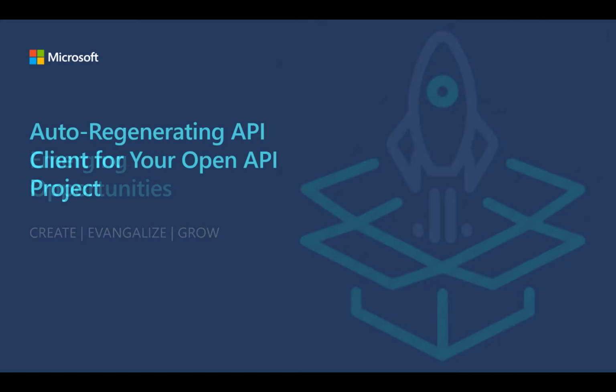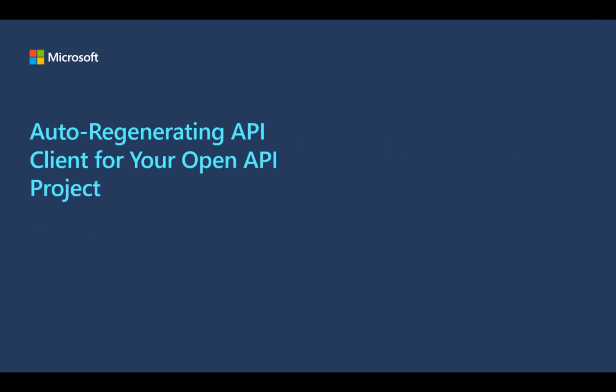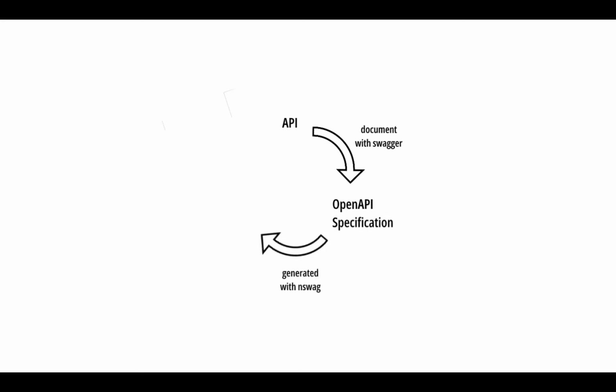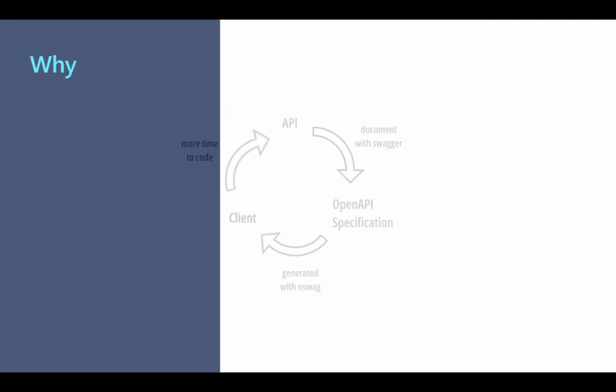I'm going to talk to you today about how you can create auto-regenerating API clients in .NET leveraging Swagger and NSwag. By auto-regeneration, I'm talking about a code-generated HTTP client that will update to reflect any new changes to the API specification it is based on. Before we jump into the how, let's talk about the why.